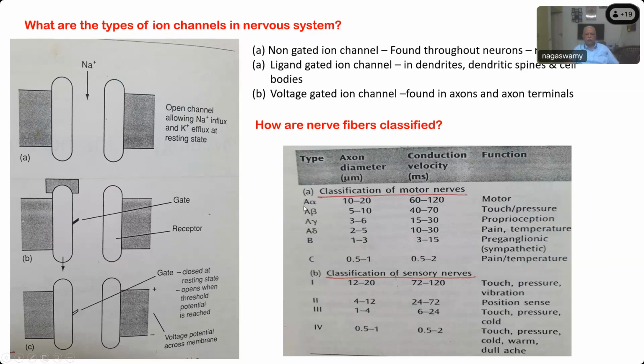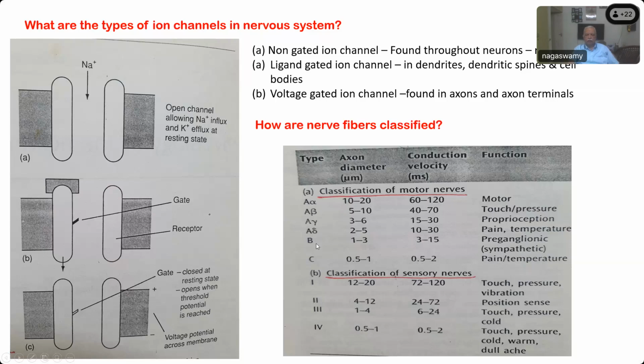A alpha fibers are the thickest fibers. They are the maximum size, 10 to 20 micron, and their conduction velocity is 60 to 120, and they mostly carry motor fibers which stimulate and contract the muscles. So they are called motor fibers. All the rest mostly conduct the various modalities of sensation: touch, pressure, proprioception, pain, temperature, and some of them are preganglionic, and the C fibers are mostly postganglionic as well as carrying pain and temperature.